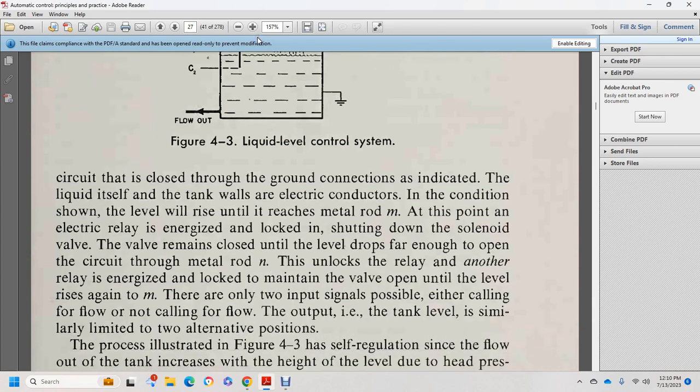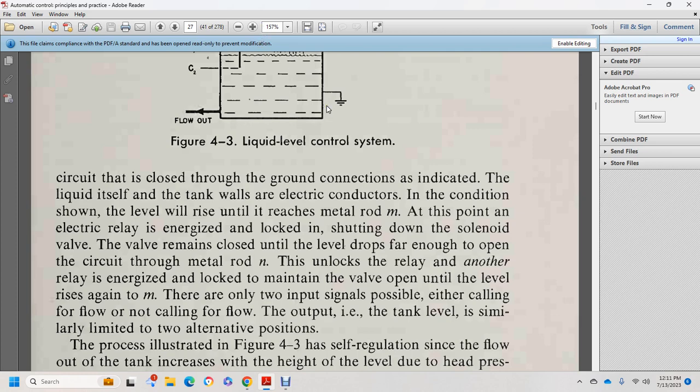The circuit is closed through the ground connections, indicated with the liquid itself and the tank wall as the electric conductor, when the level reaches the metal rod. At that point the electrical relay is energized, locked, and shuts down the solenoid valve, which remains closed until the level drops far enough to open the circuit with the metal rod. With the relay unlocked, the relay is energized and locked to maintain the valve open until the level rises again to M.